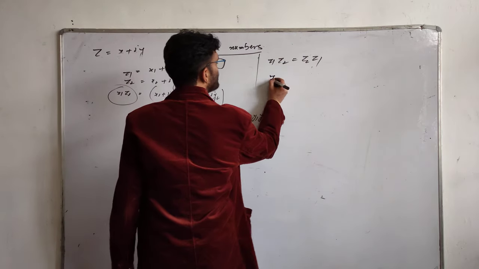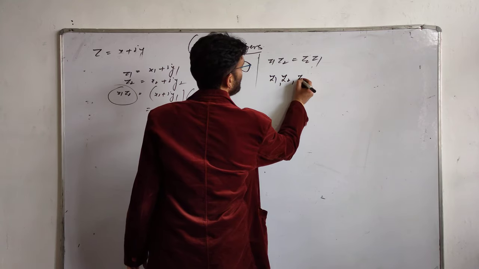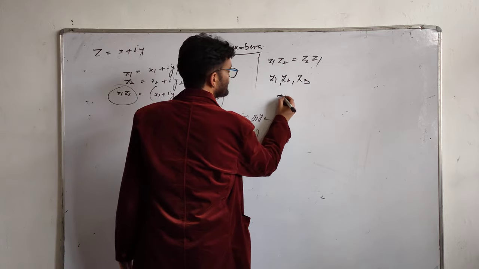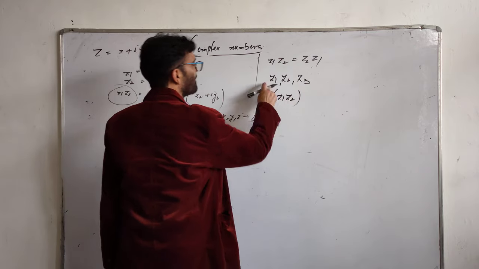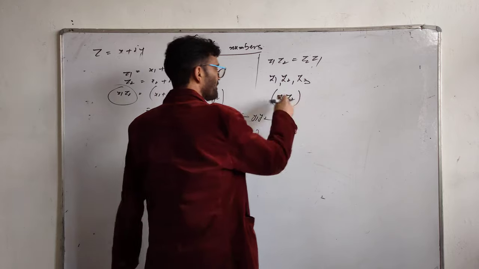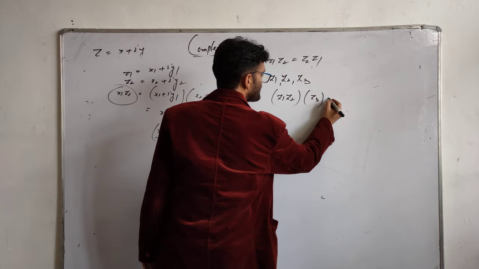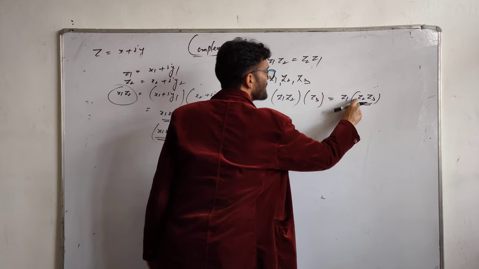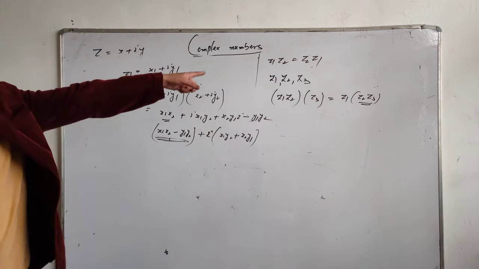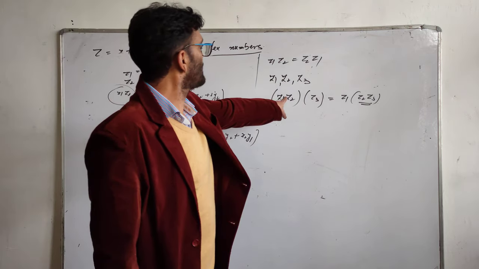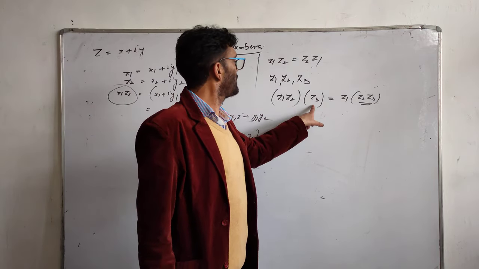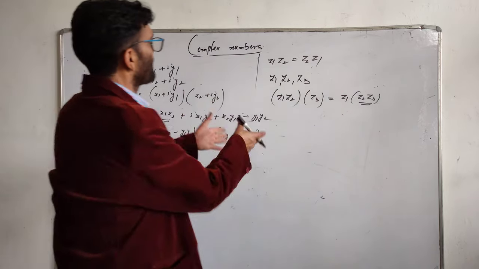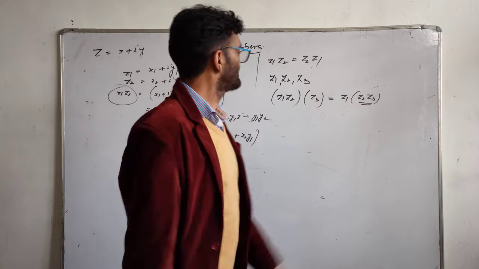Now, the associative law for multiplication. That is, if we have three complex numbers z1, z2, z3, and if we multiply them, first of all, z1 and z2 are multiplied, then the result is multiplied by z3. It is the same as first multiplying z2 and z3, then multiplying the result by z1. You will get the same result. That means associativity holds good in the set of complex numbers, which is also true for real numbers.